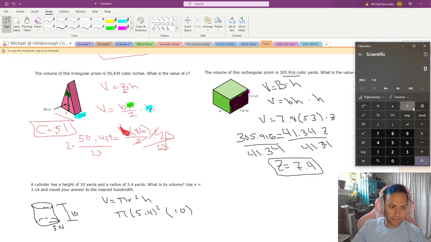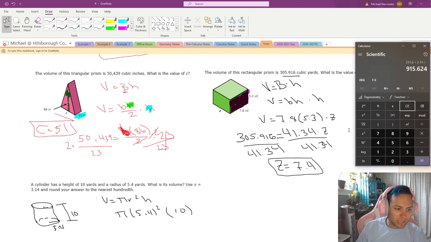Bring in the calculator. So we got 5.4 times 5.4. That's going to give me 29.16. Times that by 10, I get 291.6. Times that by our estimate for pi, which is 3.14, and we're going to get 915.624.